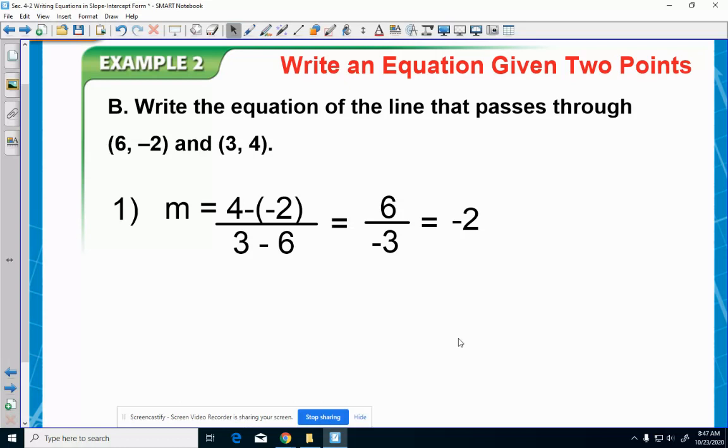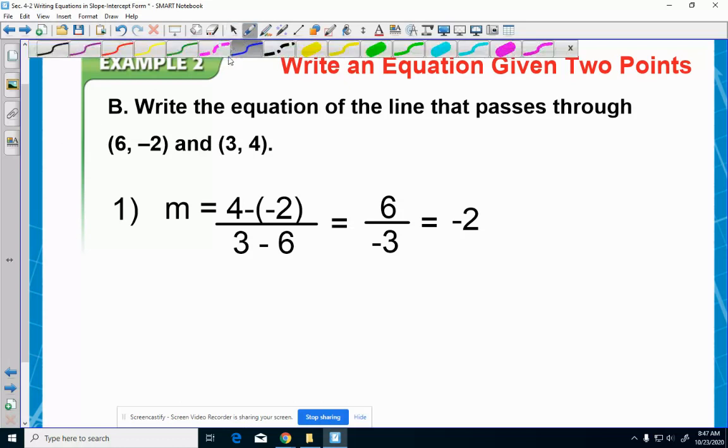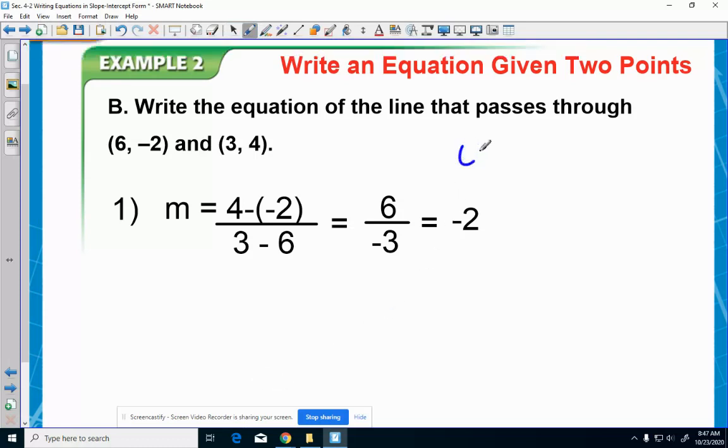Essentially, you're looking at 4 plus 2, which gives you a 6. 3 minus 6 gives you a negative 3. Divide that, you're at negative 2. So that's telling me right now my equation is going to look like that to start until I figure out that second piece. Does that jibe with what you have so far? Yes, no?